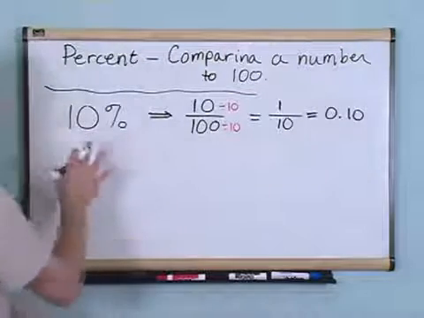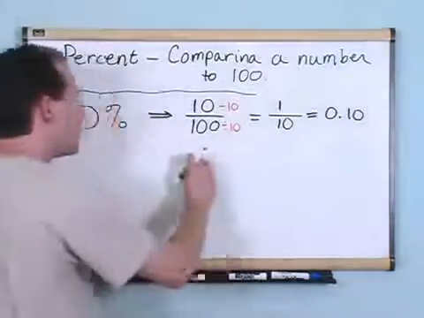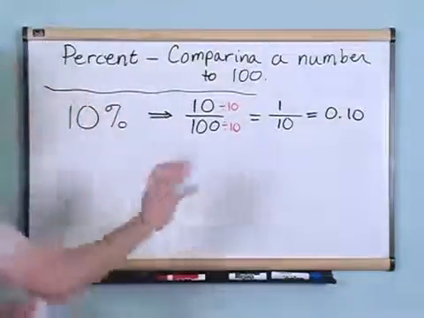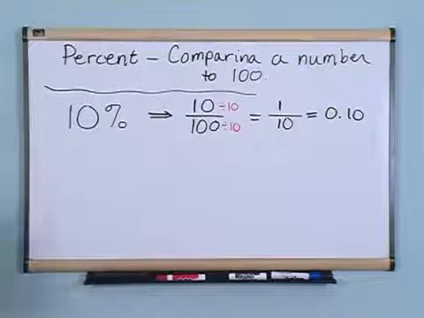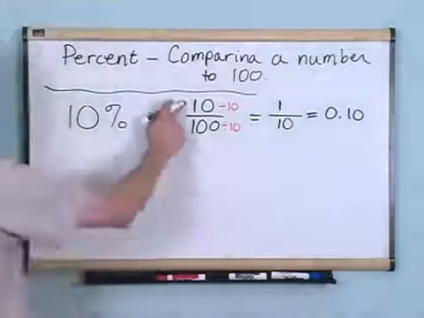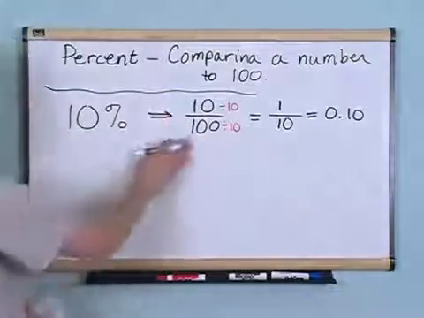10% is a number compared to 100. It's used to tell us how close we are to 100, okay? And you'll see why later when we work on some problems. So when we compare it to 100, we write it as 10 over 100. This is a fraction here, okay? We're just comparing it to 100.